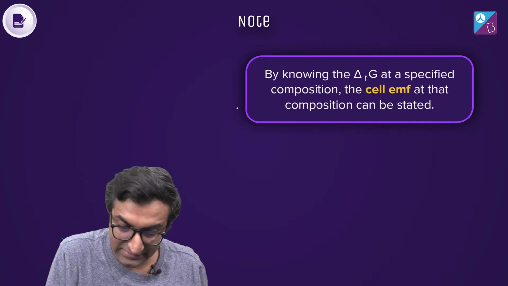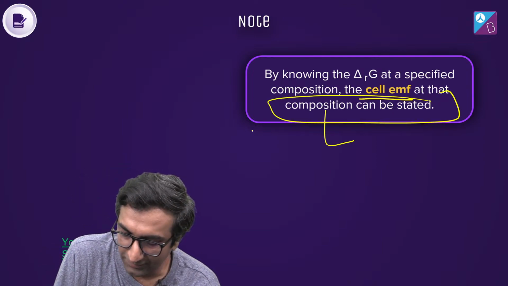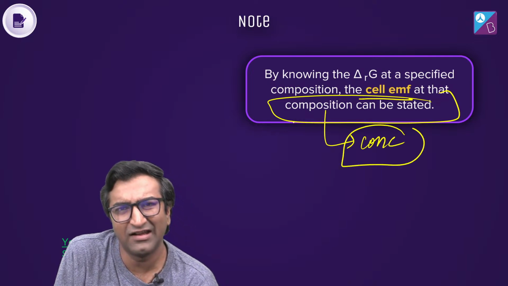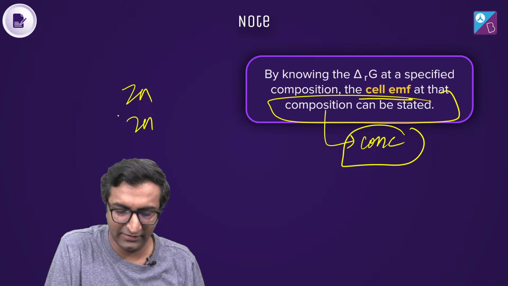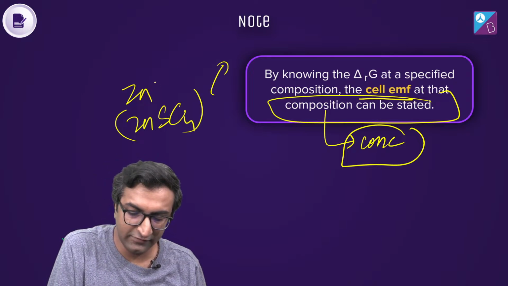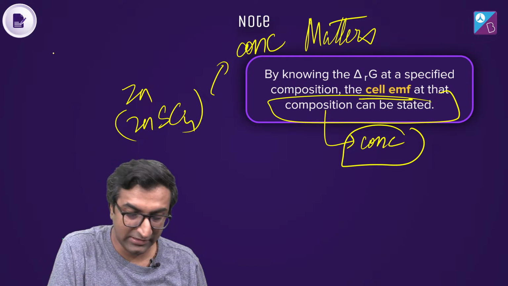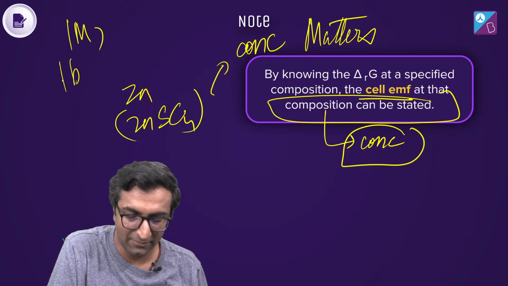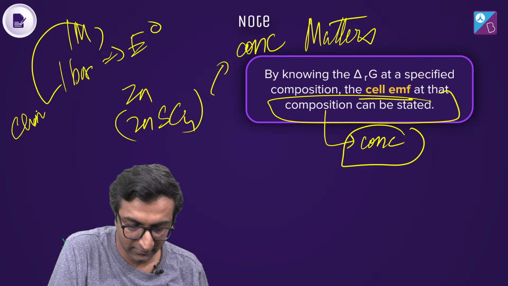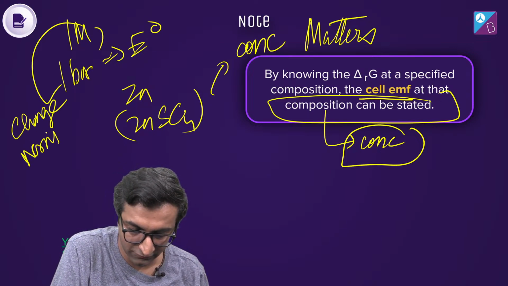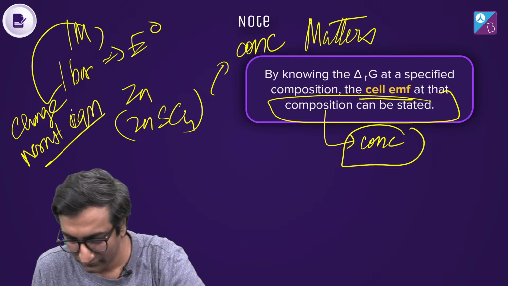So by knowing this delta G value, you can get EMF at that composition. Composition मतलब concentration. Concentration of what? देखो, ions are there. I have zinc and zinc SO4, right? So the concentration of this matters. अभी तो मैंने क्या बोला था कि 1 molar concentration, 1 bar pressure पे it is called E naught. If I change this, then you have to use the Nernst equation to figure out how this works, which we'll do in session 3.